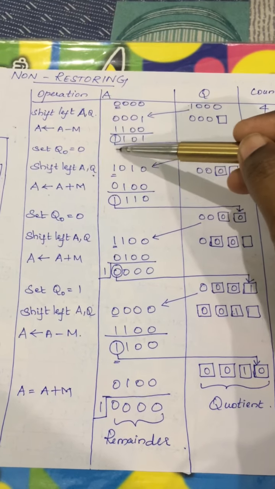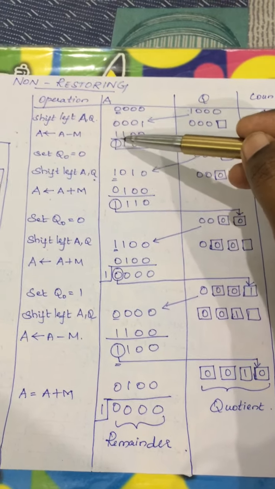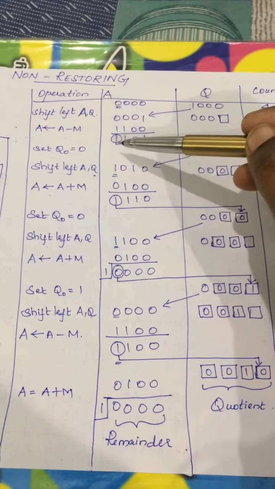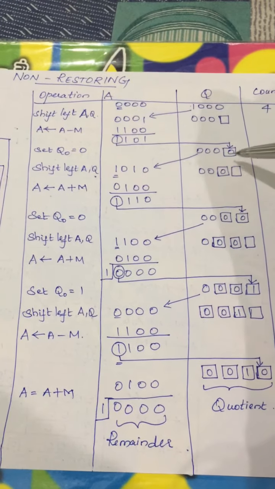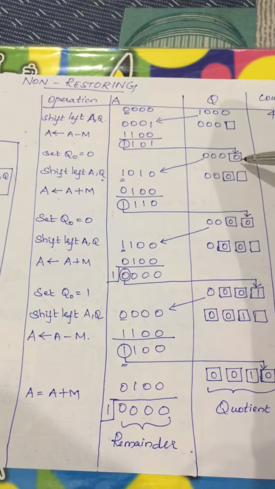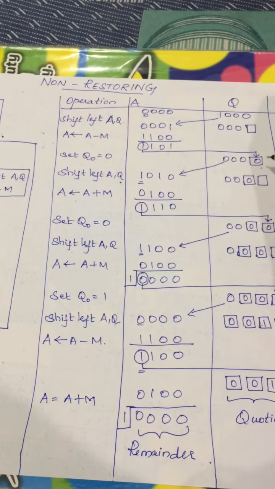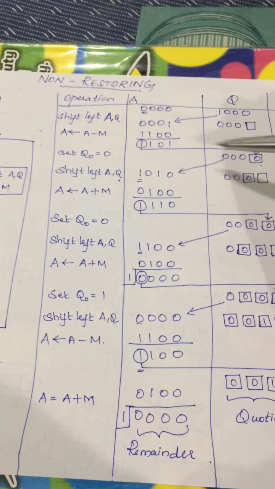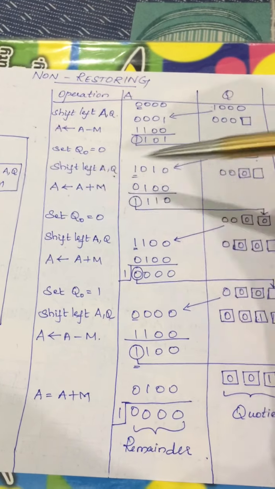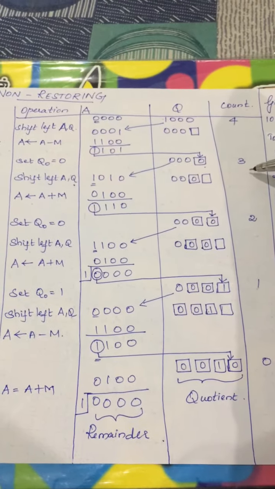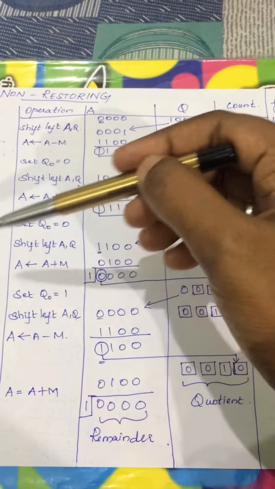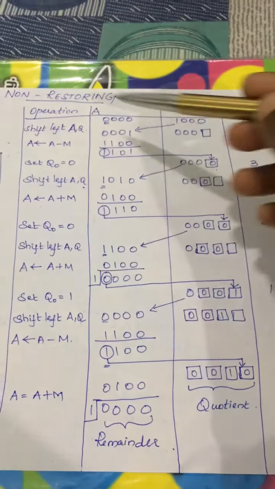Now based upon the leftmost bit of A, if it is 1, then the Q naught position is assigned as 0. If it is 0, you assign it as 1. Okay. So next again we decrement the count value. So the count value is decremented. Again we go over to the first step.